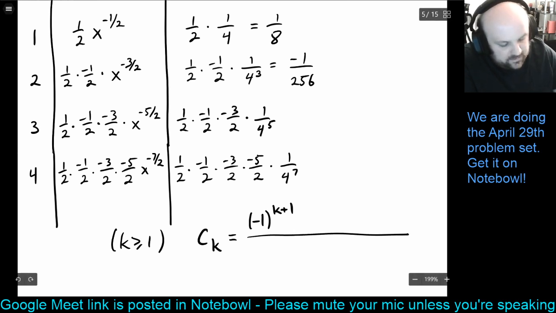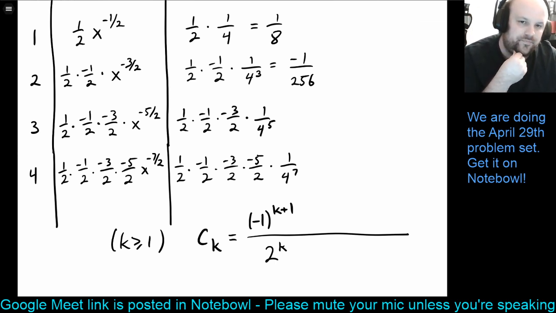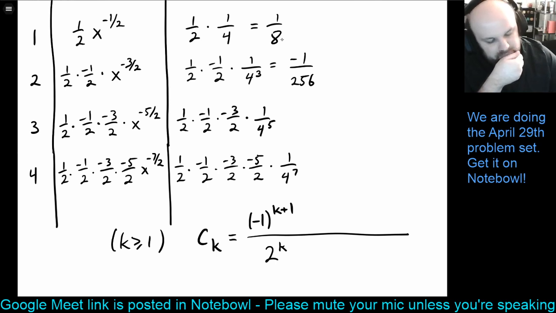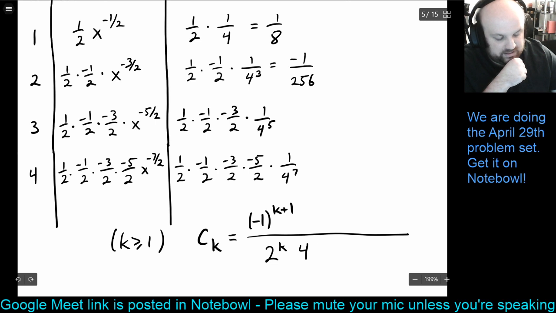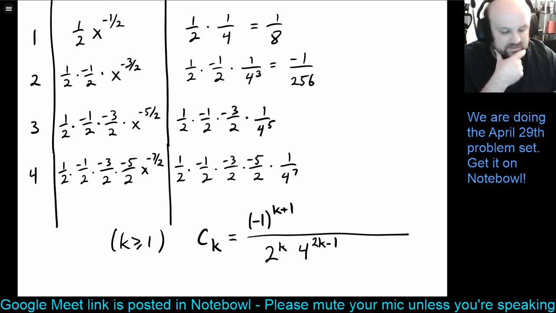And then underneath, look at how many 2's we have. There's a 2 to the k down here. And then look at what else we have going on. We have 1 4, 3 4s, 5 4s, 7 4s. So we actually have a times 4 to the, what would this be? I guess 2k minus 1. That'll give us 1, 3, 5, 7, and so on.